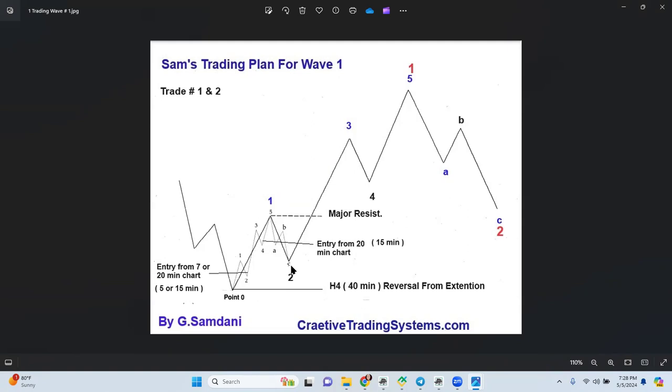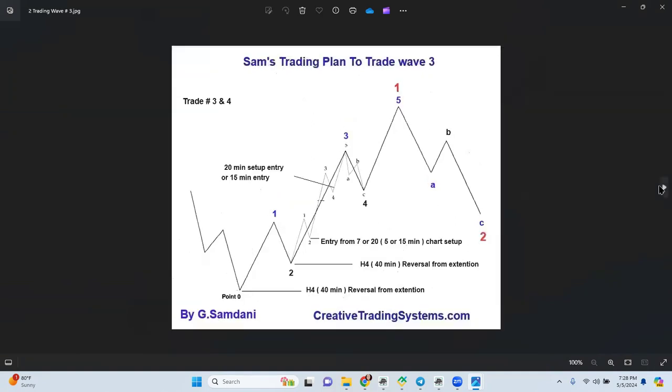And after that, it drops. So this is trading wave 1 with this plan, from here and from here. Then it drops for wave 2, and then wave 3 comes in, right? And it starts to go to the upside. So this is where the entry from 7 to 20 or 5 to 15 comes in with this setup, and then it goes to the upside. After that, this is my reversal extension from the reversal 40-minute or H4, a regular 4-hour chart.